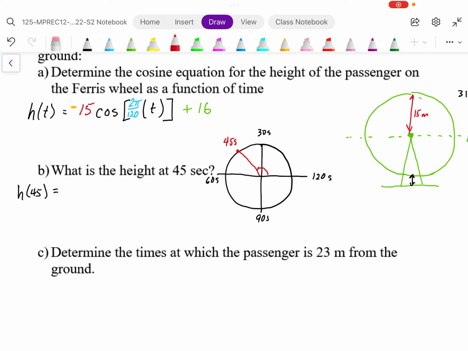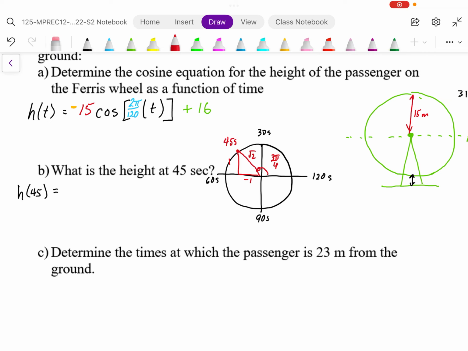And that angle, if I look at that angle in standard position, is going to be my 3π/4 angle, and that's going to give me negative 1, 1, and root 2 here. So if I want to find the height of this at 45 seconds, I just need to calculate the value of this at 45 seconds.